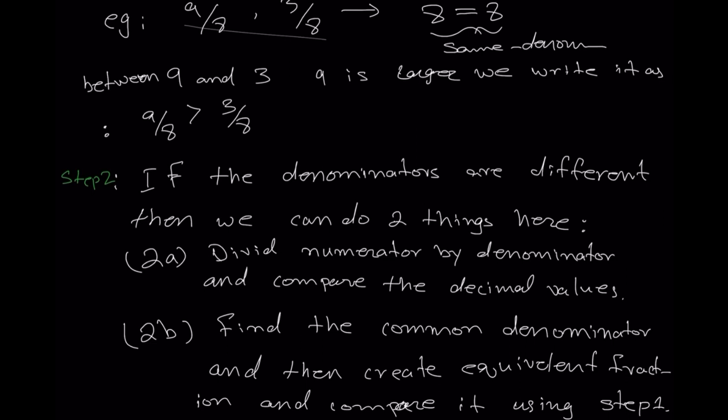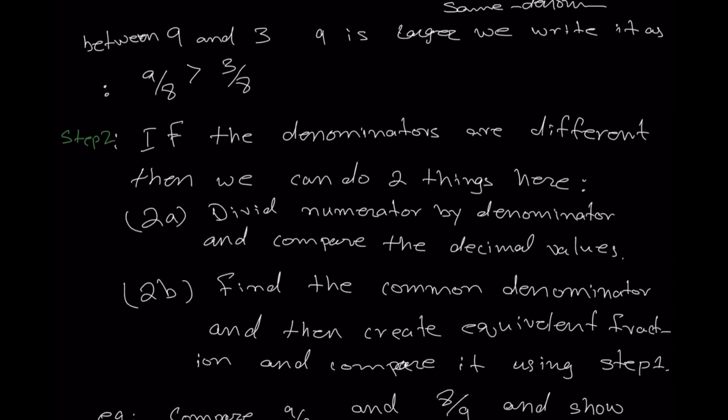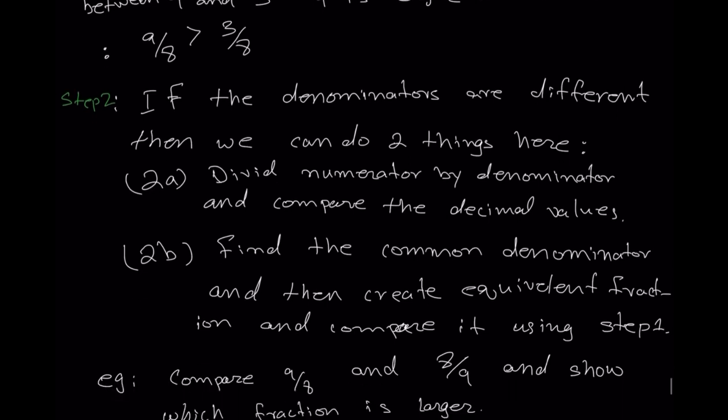If the denominators are different, then we can do two things. One, divide the numerator by the denominator and compare the decimal values, which is easy. Just divide the numerator by the denominator, get the value, and then compare as whole numbers combined with decimals. The second one is to find the common denominator, then create equivalent fractions and compare using step 1.